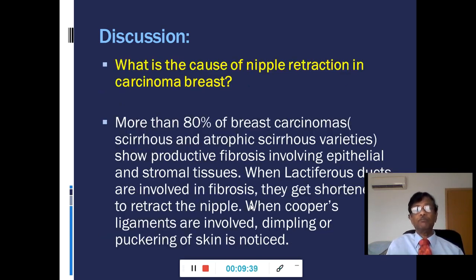What is the cause of nipple retraction in carcinoma of breast? I don't know. More than 80% of breast carcinomas, that is the atrophic scirrhous carcinomas, show a productive fibrosis involving the epithelial and stromal tissues. When lactiferous ducts are involved in fibrosis, they get shortened and retract the nipple. When Cooper's ligaments are involved, dimpling or puckering of the skin is noticed.